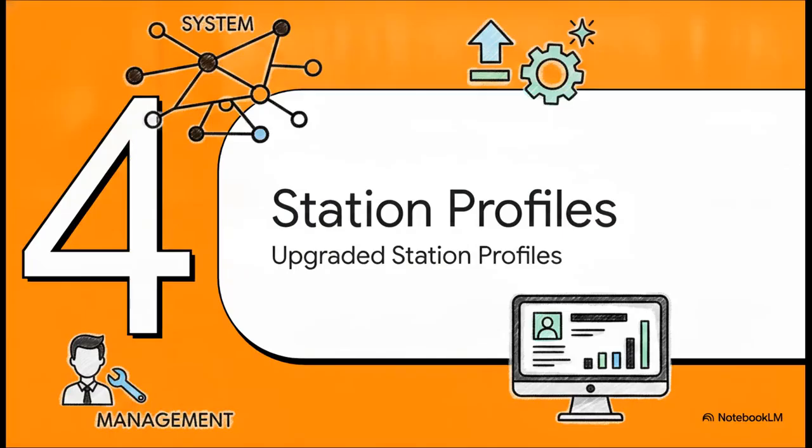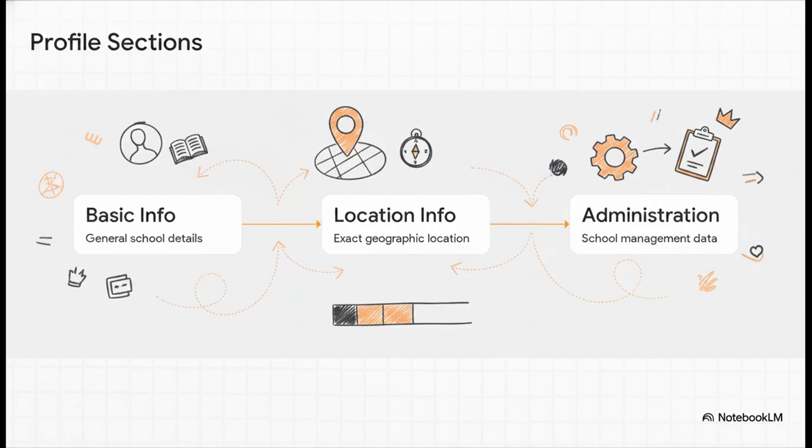And finally, Section 4, Upgraded Station Profiles. To keep things clean and make navigation practically effortless, the profile page has been split into 3 distinct, easy-to-manage sections: basic information, location details, and administration. By separating these out, the whole interface feels so much less cluttered. You'll know exactly where to go to update a specific piece of information, which is going to drastically cut down on accidental overwrites or leaving fields blank by mistake.